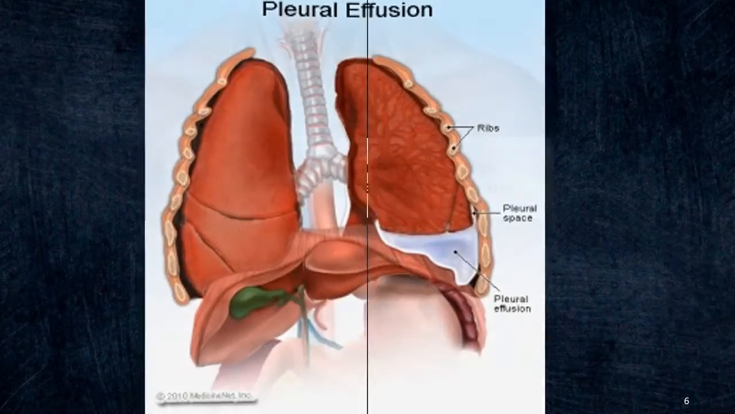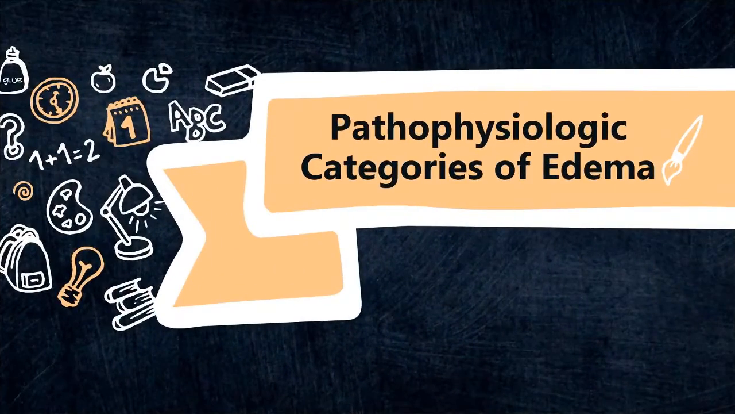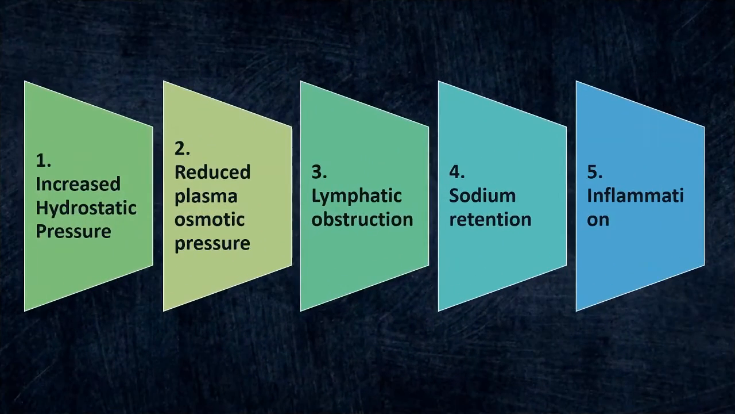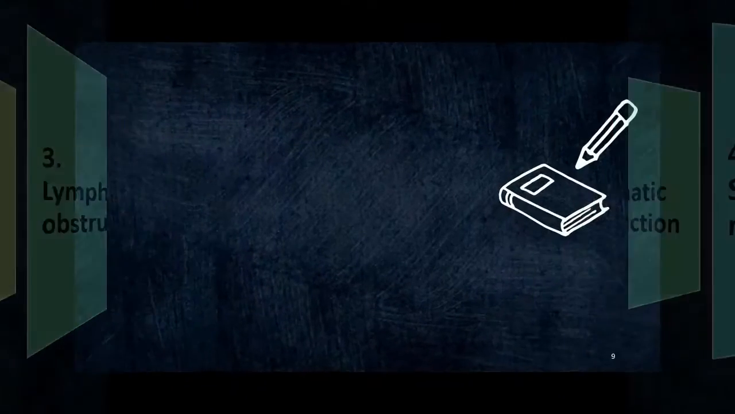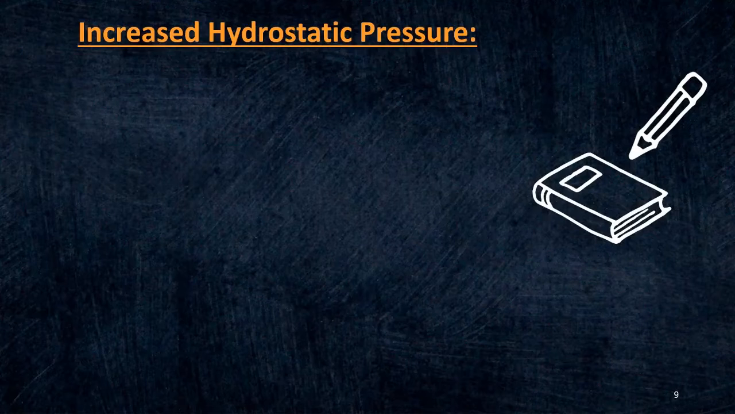Now, let's learn the pathophysiologic categories of edema. There are 5 categories. 1. Increased hydrostatic pressure. 2. Reduced plasma colloid osmotic pressure. 3. Lymphatic obstruction. 4. Sodium retention. And 5. Inflammation. First of all, let's come to the increased hydrostatic pressure. What are the causes of it?